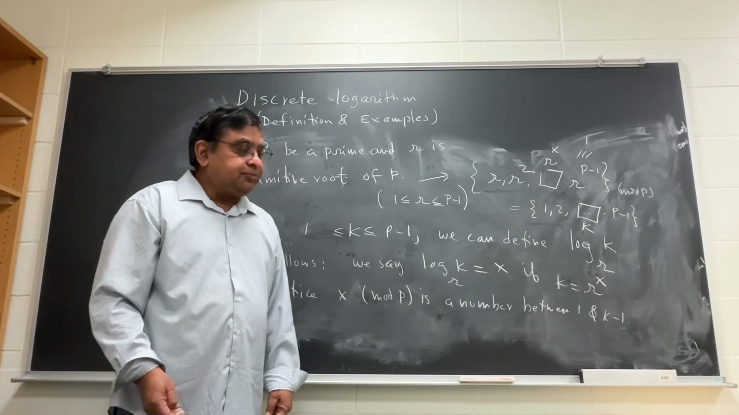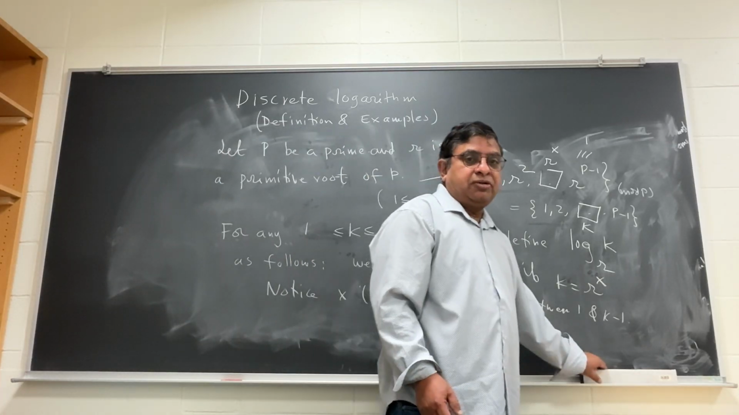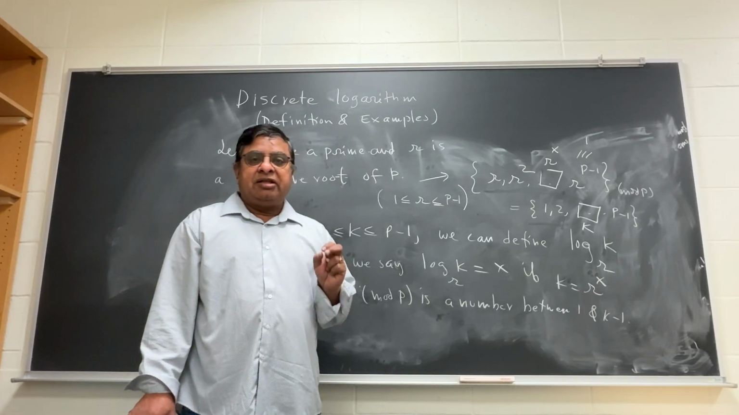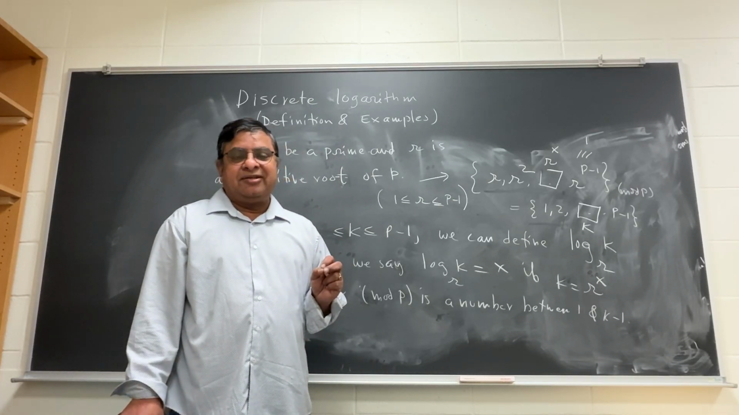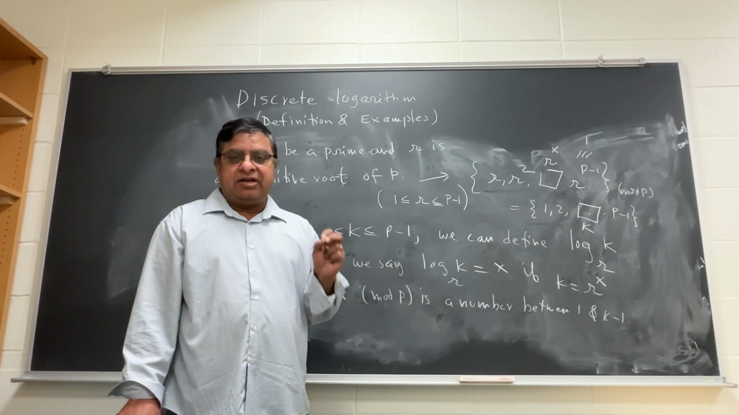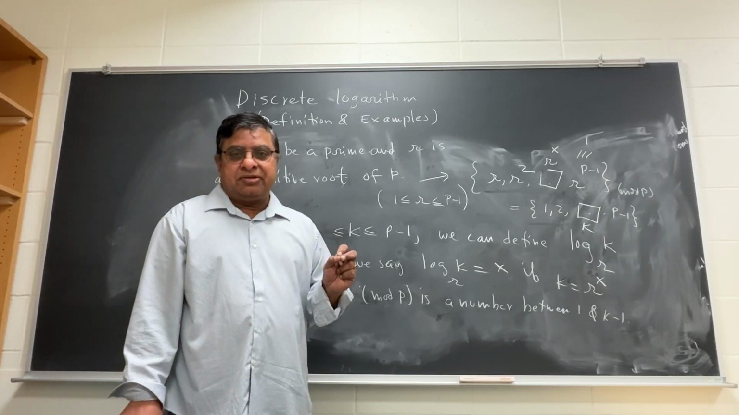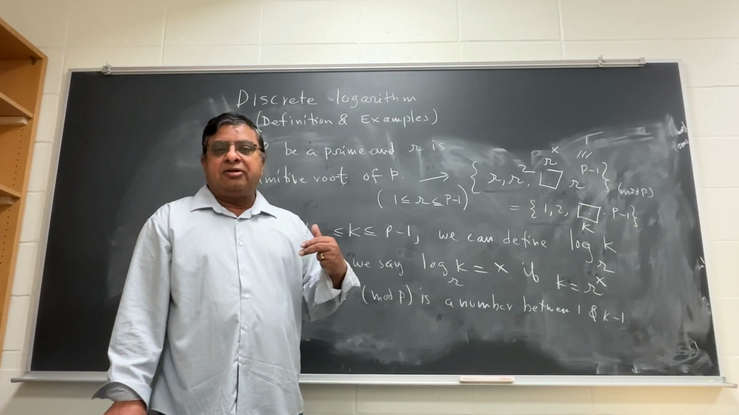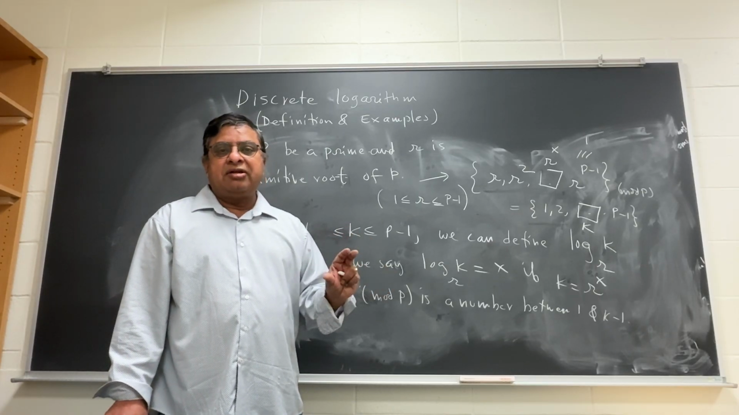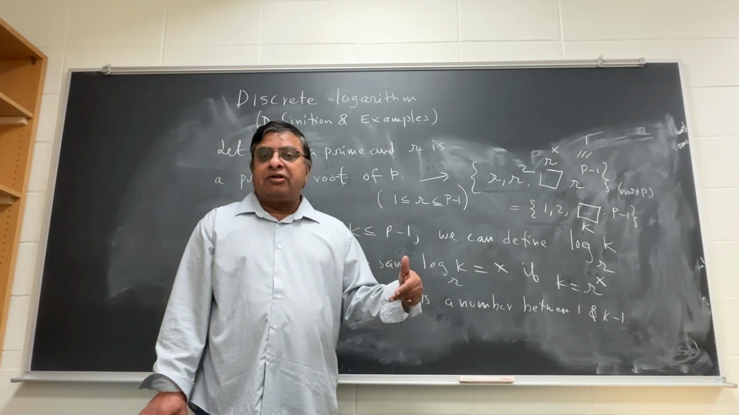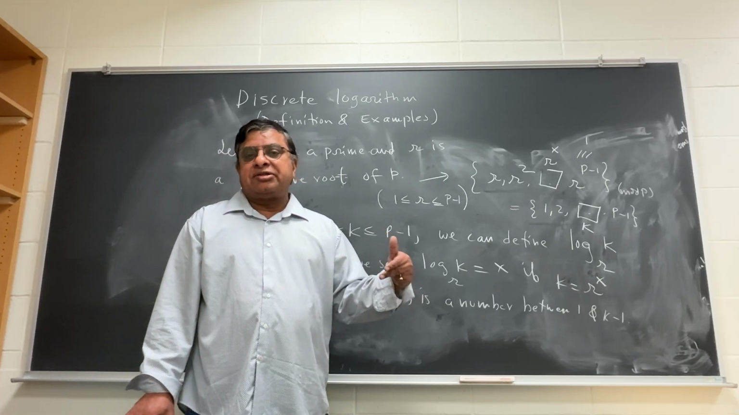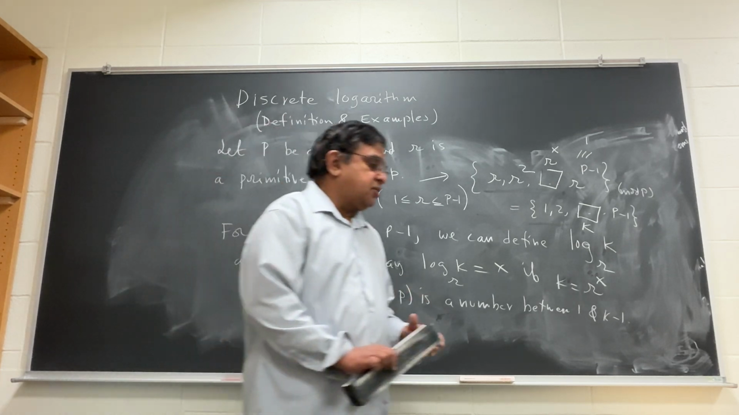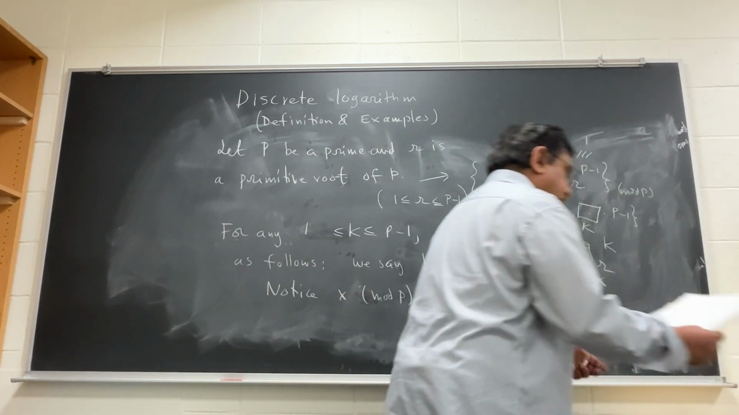Let me give you an example of how to compute this. Before I do that, let me say these are not easy to compute. A discrete log is very difficult to compute for large numbers. So the examples I give are fairly simple and you could do them by hand. But in general, discrete logs are difficult to compute. That's what provides security in public key cryptography, the discrete logs. So here's an example.